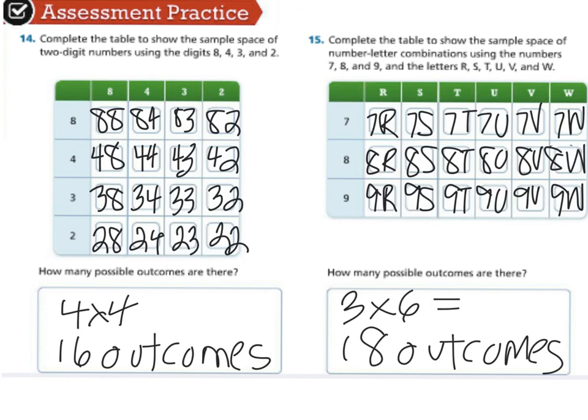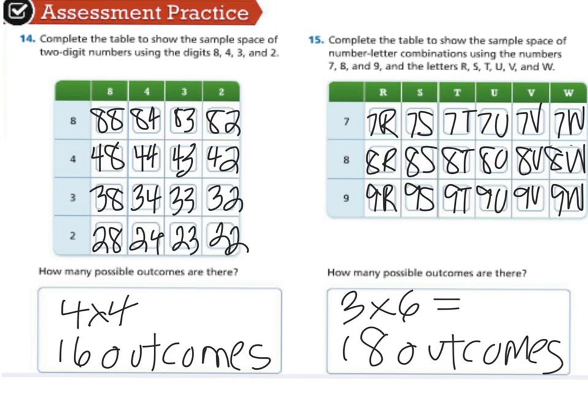Question 14 is similar to question 11. You have the same 4 digits, but they're going to be used twice because you're making 2-digit numbers. So you have 4 possible outcomes for the first digit and 4 possible outcomes for the second digit, which means you have a total of 16 possible outcomes.